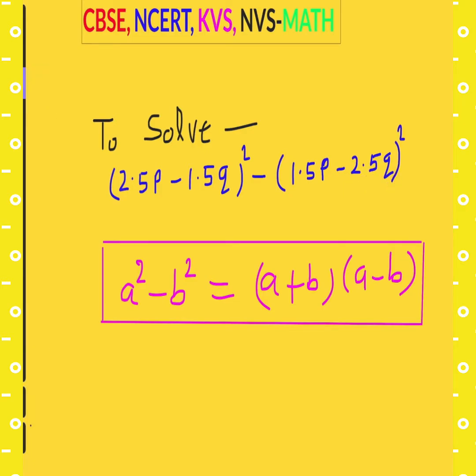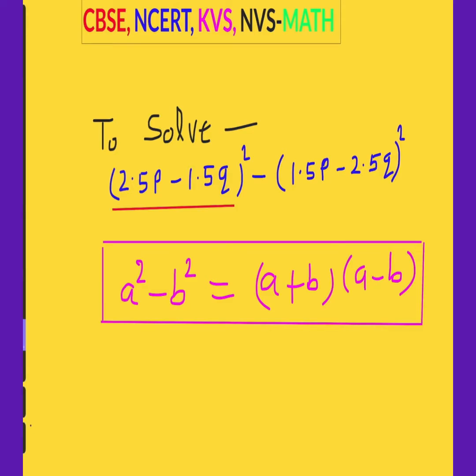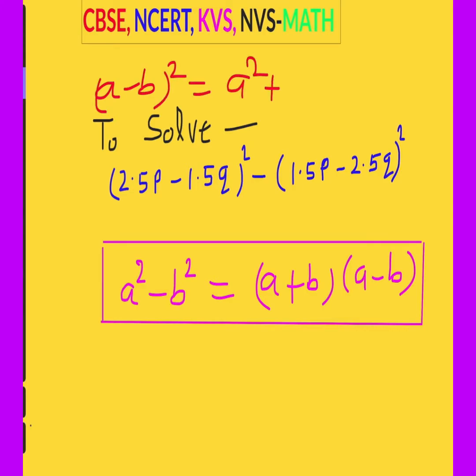So dear, you can solve this question in two ways. Number one, let this one be a and this one be b, so you can use the identity (a − b)² equal to a² plus b² minus 2ab. And the same identity you will apply in this bracket, and then you can solve this question.